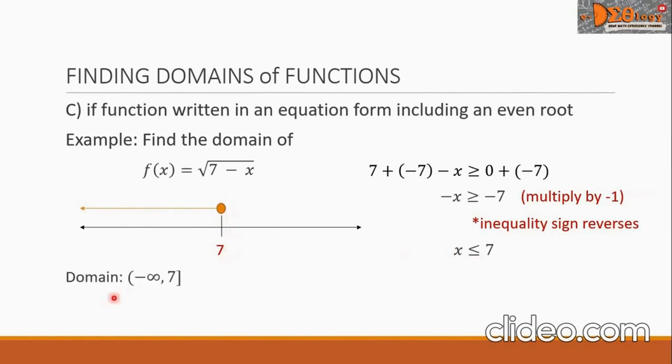So for the domain, we will write negative infinity. Of course, we use a parenthesis here, comma. The endpoint is the positive 7, and we use the square bracket to denote that 7 is part of the solution. This is our final answer.